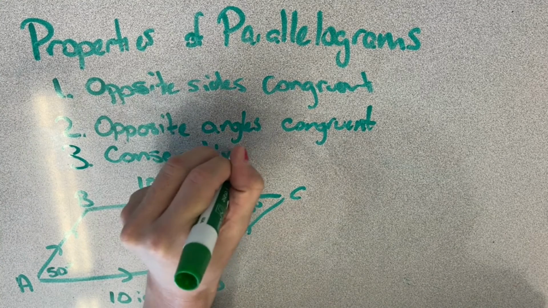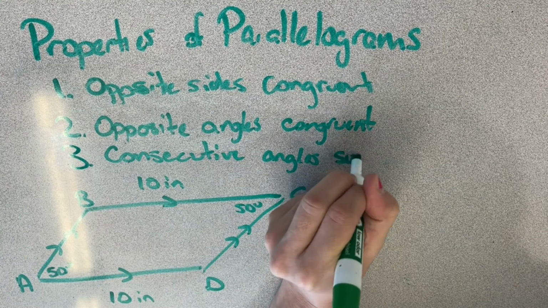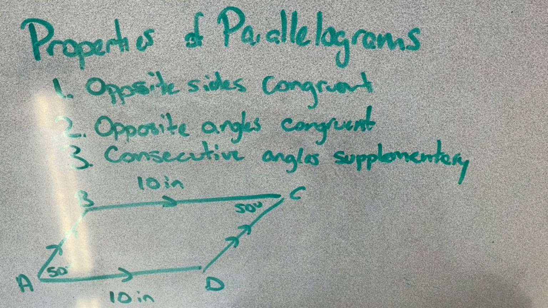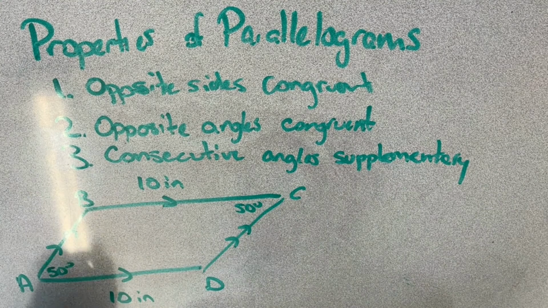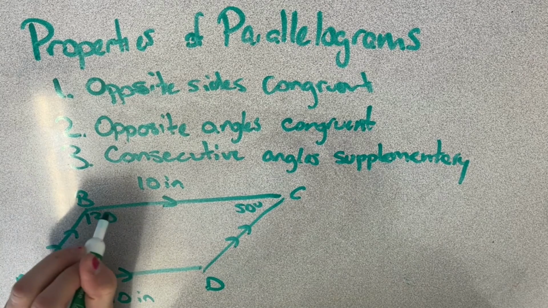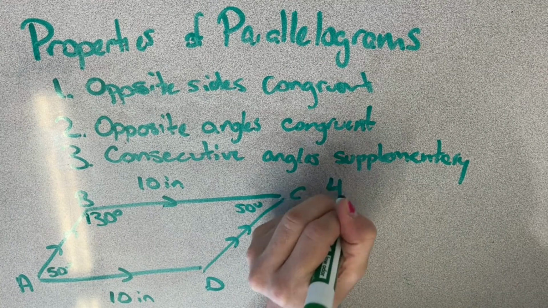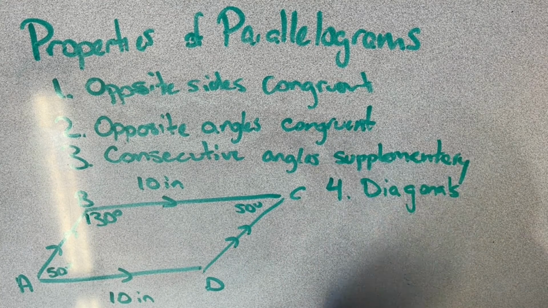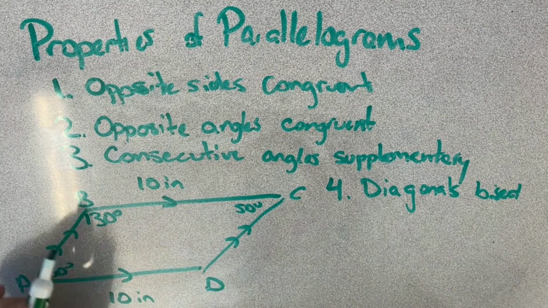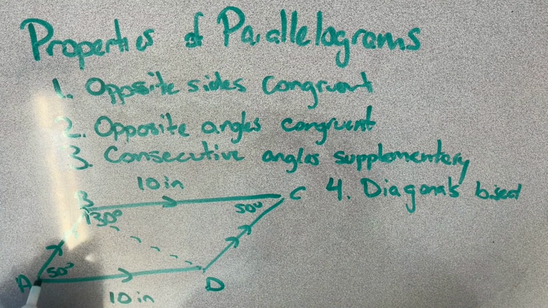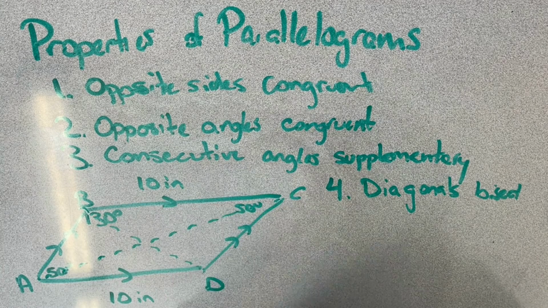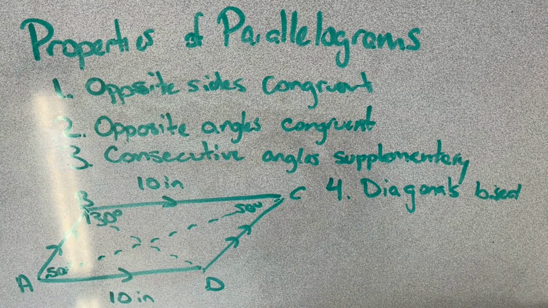Property number 3, consecutive angles add up to 180 degrees. They are supplementary. So if angle A is 50 degrees, then angle B has to add up to 180, so it's 130 degrees. And property number 4, diagonals bisect each other. So our diagonals here go through the middle of the shape, BD, AC. Those two segments cut each other in half. They will meet at their midpoint.